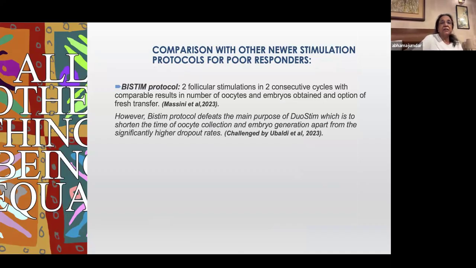What happens in BiStim is that normally we say, okay, we'll do 2 stimulations. She does 1 stimulation, makes a good blastocyst on day 5. Now, there is a lot of temptation for the clinician and patient both. Let us put this into you.